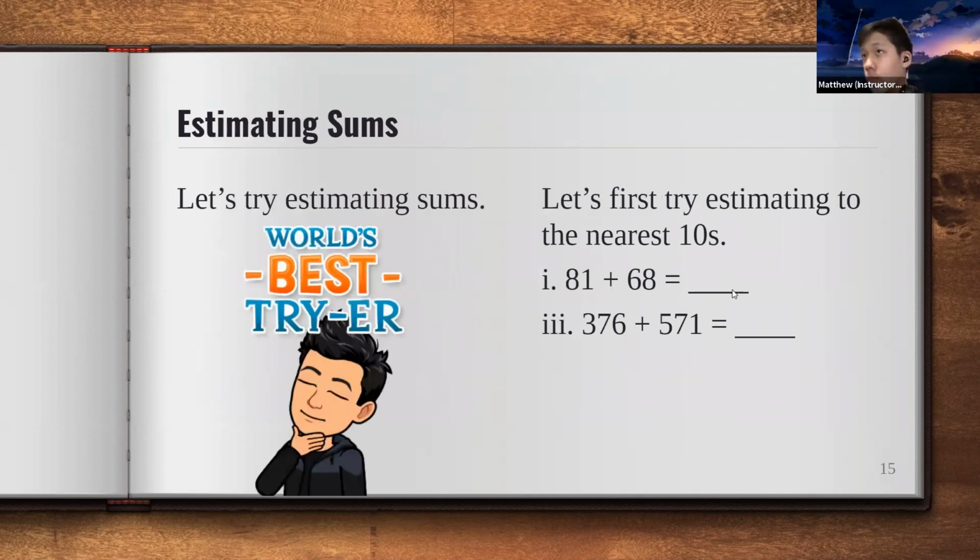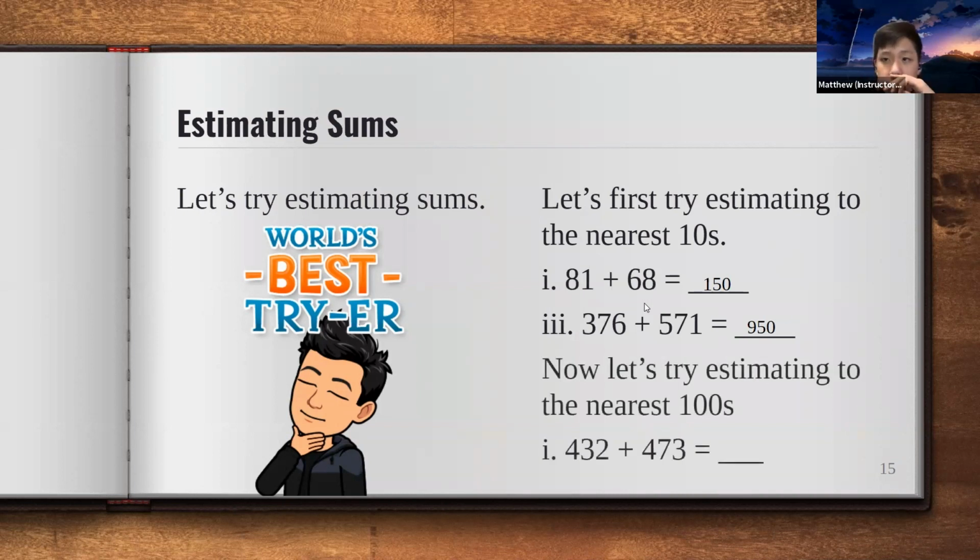So, as an estimate, you can round this to 80 and this to 70, so this will be 150. And this, you can round this to 400 and this to 600. For the nearest tens, you would round this to 380 and this to 570, which is 950. And rounding to the nearest 100, this would be 900, due to this rounding down to 400 and this to 500.